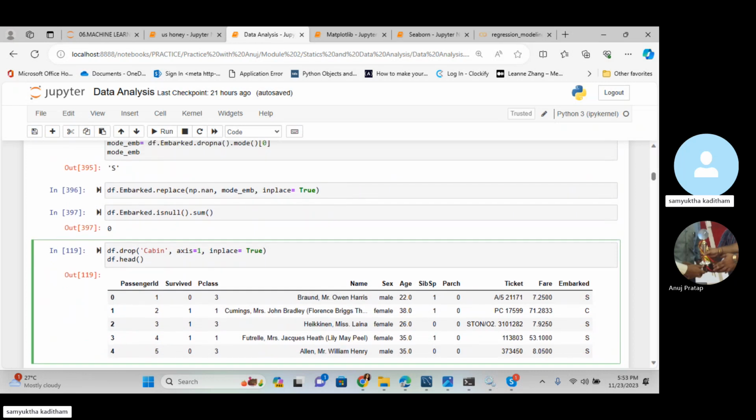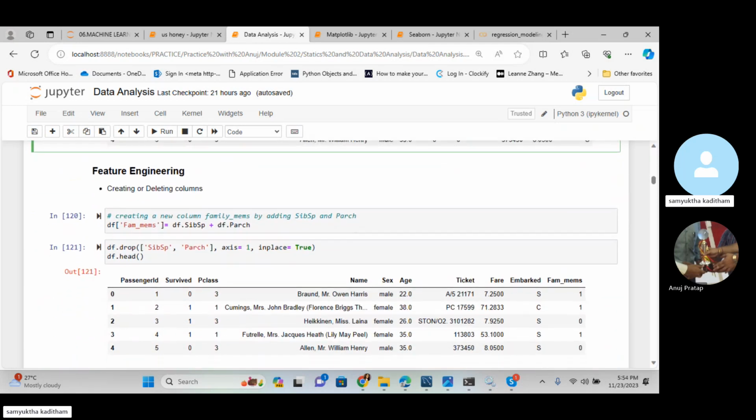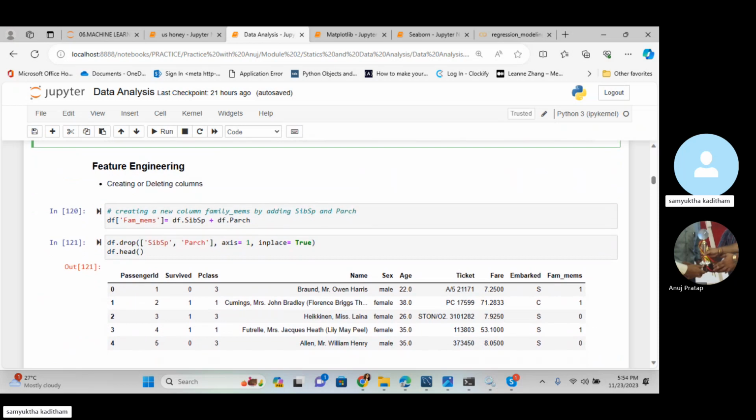We are cleaning the data. We are making the data ready for analysis, to prepare data for analysis. That is the cleaning part. Then our analysis started with feature engineering. This is also one type of cleaning only. Feature engineering also. Now we are not going to the EDA part.